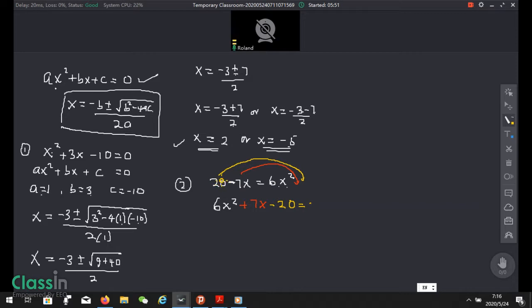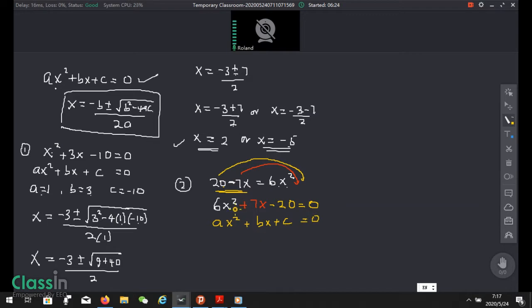Whenever any number crosses the equal to sign, it changes. If it's negative, it becomes positive. If it's positive, it becomes negative. So now 20 has been taken out, negative 7 has been taken out. So what is left here is only 0, because both have been taken. Now this is of the form ax squared plus bx plus c equals 0.